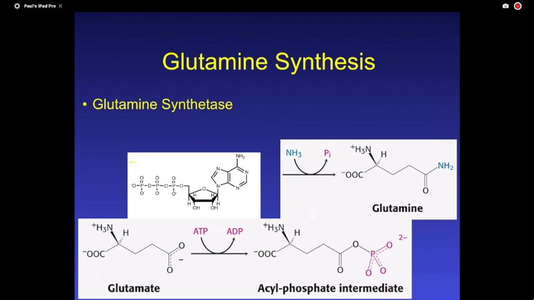So this reacts with ATP. ADP is the leaving group, and I have this phosphorylated intermediate at the end. What in the world do you start doing? What's a strategy by which you approach these?